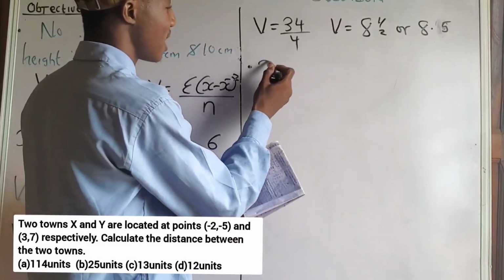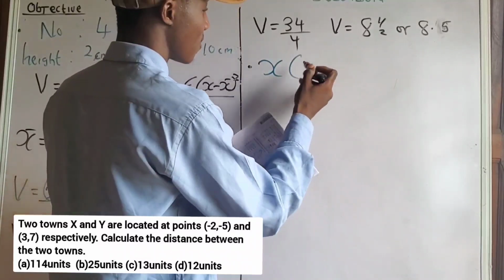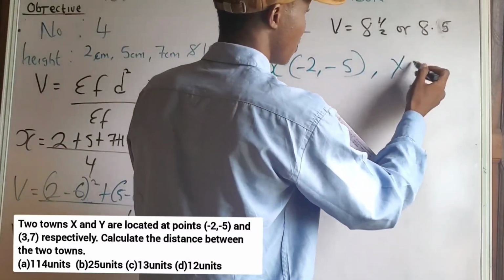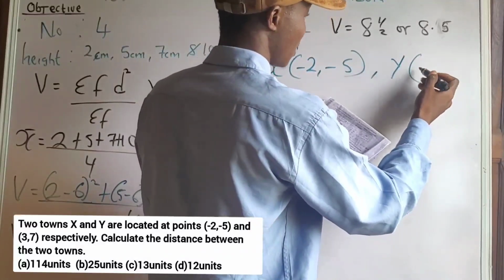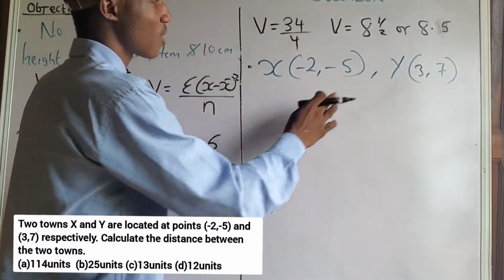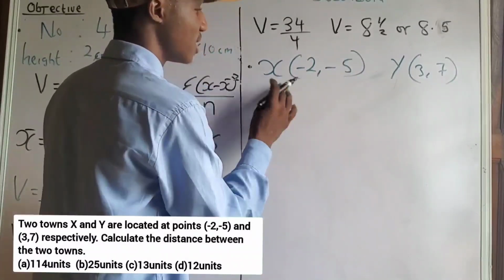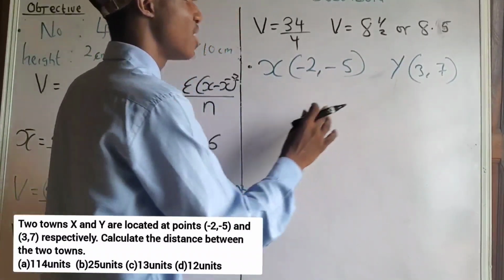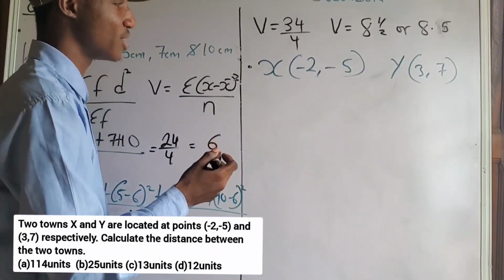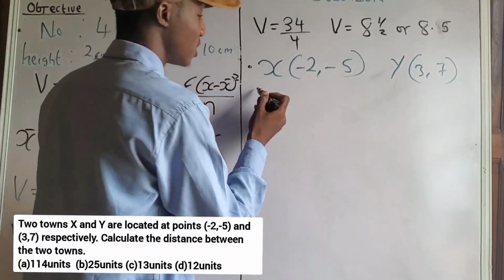We have two points. On point X we have -2, -5, and we have another point which is Y, that is 3, 7, right? Please pay attention. We want to calculate the distance between these two towns. In coordinate geometry, the distance between two points can be calculated using this formula.